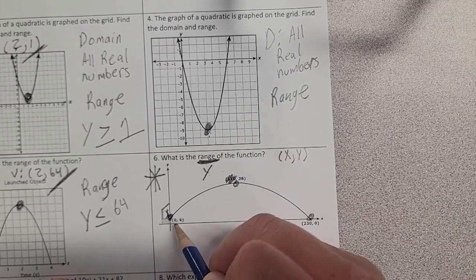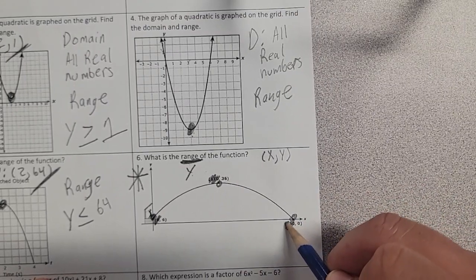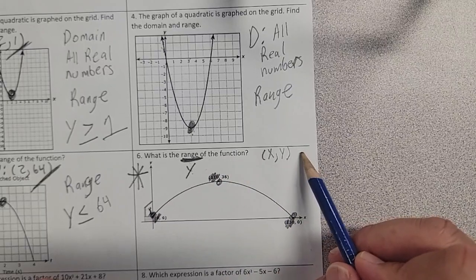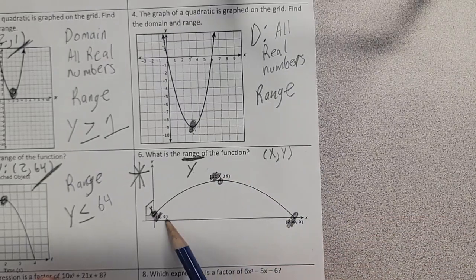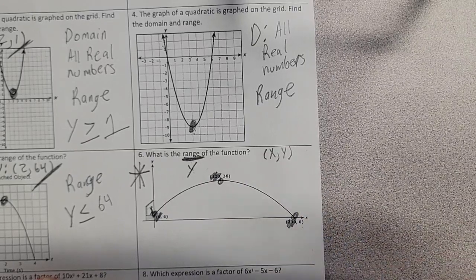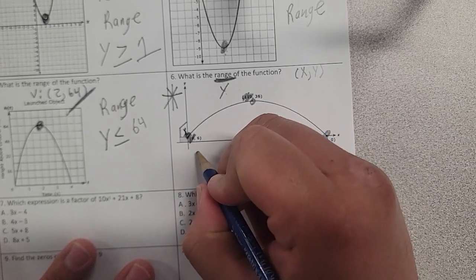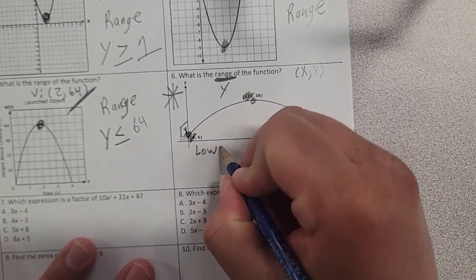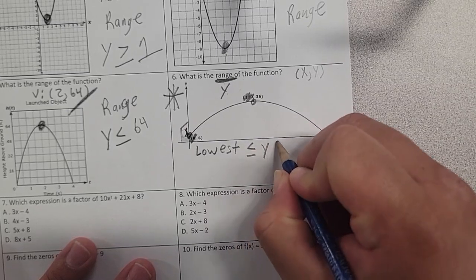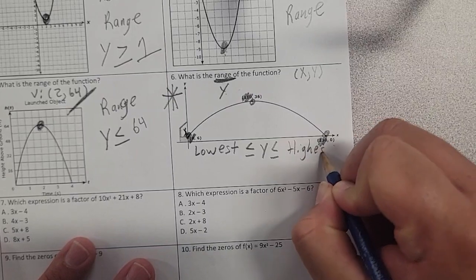I'm going to get rid of that one. I'm going to get rid of that one. And get rid of this one. Because all we need is the Y. But look, I have 6, I have 36, and I have 0. So how do I know which ones to pick? The rule is always going to be my lowest, and then put your symbol, put the Y because we're talking about range, put your symbol, and then the highest.